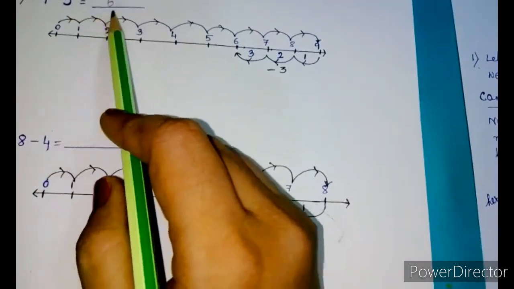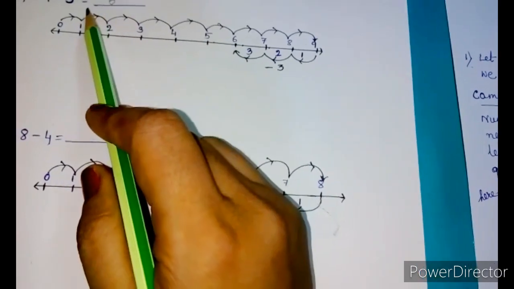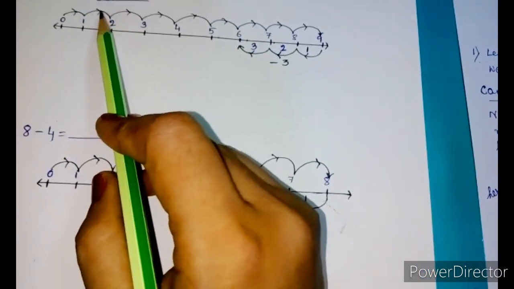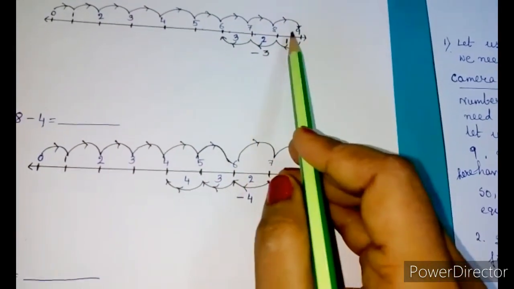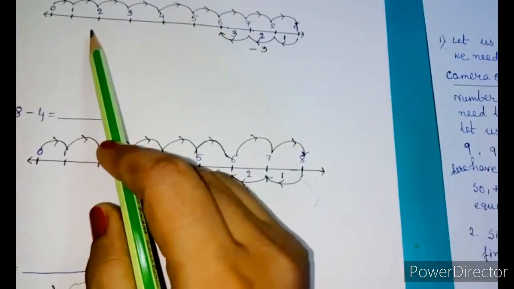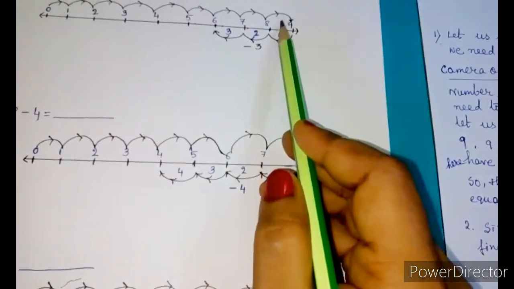Let us begin with the first question, where we need to find the difference of 9 minus 3. Here is the number line. Let us first locate 9 on the number line. So kids, this is 9.